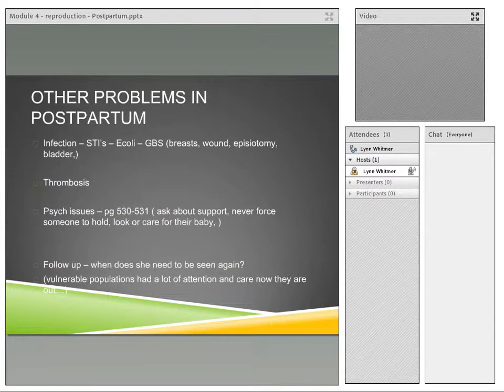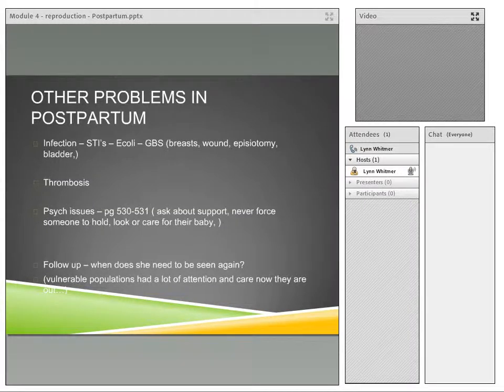Other problems in postpartum, we've already talked about if there was a history of STIs, GBS, if there's breast infection, wound infections, or problems with the episiotomy, what they should be looking for. Thrombosis would be any blood clots in the legs. We'd want to have her alert us to anything like that, or if we note anything, we'd want to alert someone right away so we can get her started on any type of anticoagulant therapy if necessary. She's at a high risk for DVTs postpartum because of the blood volume and the additional clotting.